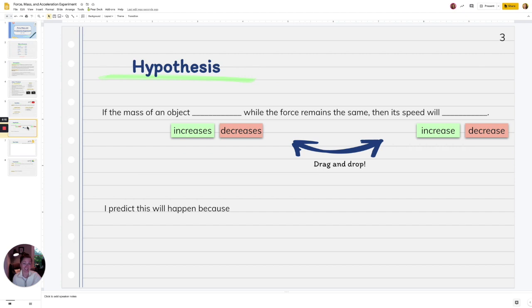All great hypotheses have two parts. One, a prediction, and two, an explanation for that prediction.